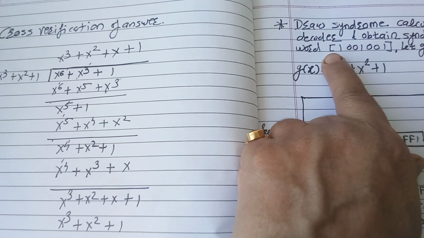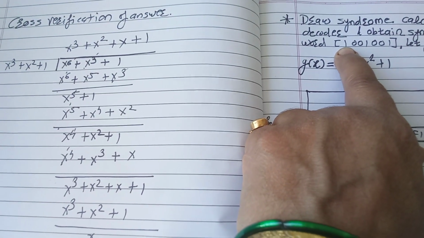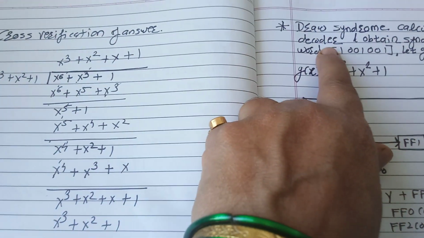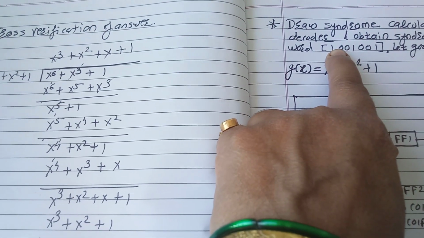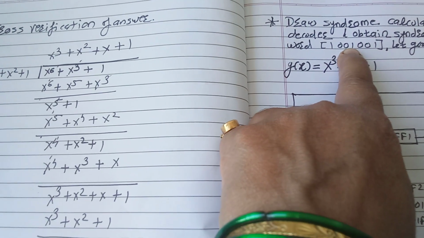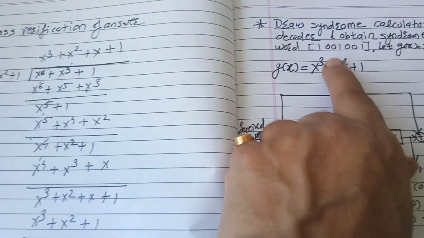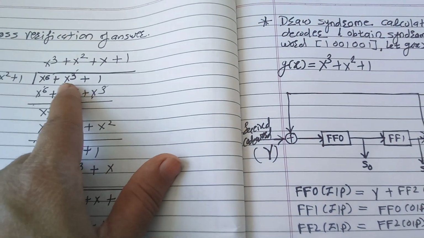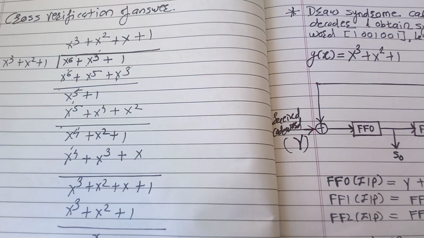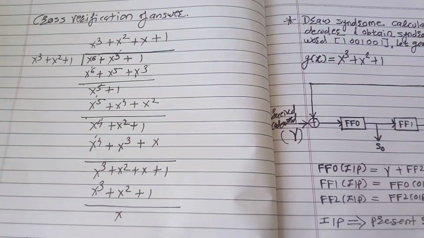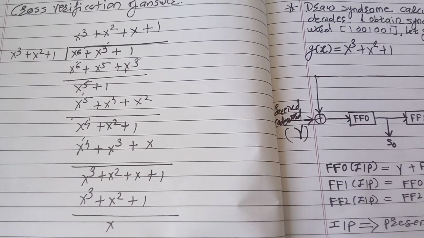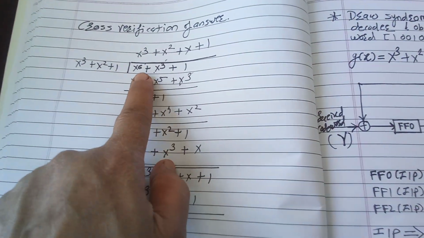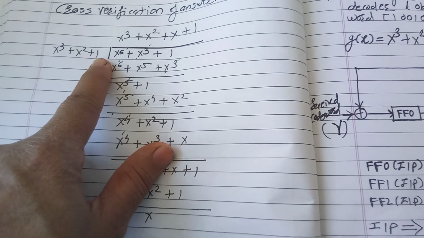So there are 7 bits. So the first power will be x raised to 6. Then x^5 is not there, x^4 is not there. Then x cube. Then x square is not there, x is not there. Then 1. So x^6 plus x^3 plus 1. You know how to form the polynomial from the bits, which we have taught in one of the videos. Okay, so after that you have to divide this y(x) by x^3 plus x^2 plus 1.